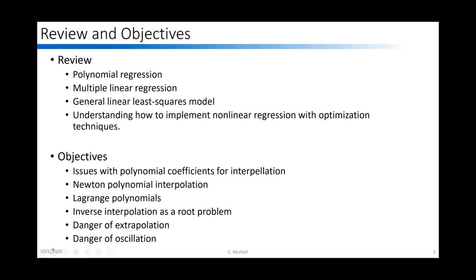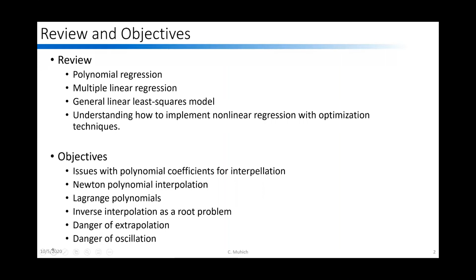Where this is coming from is that last time we talked about things like polynomial regression, multiple regression, and general least squares models, where we have lots of data and we're trying to fit a simple or complex model. We can use that sum of squares based approach, where we take a fit and assume some sort of solution, and then we minimize the error in some variables of the model to the data.